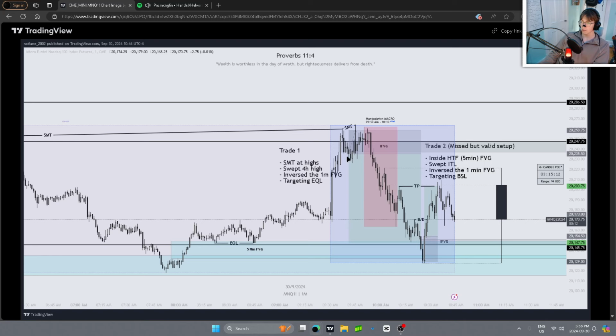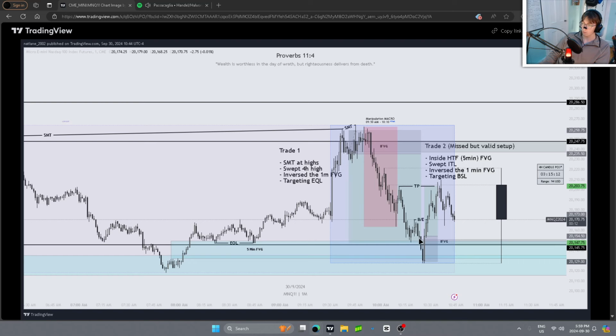Swept that. Then we inversed this 1 minute fair value gap right here with this candle, targeting these equal lows way down here for the final TP. Legit got stopped out by this wick right here, and it just dropped to the TP. Then right afterwards, right after this hit what would have been the TP, we were inside of this 5 minute fair value gap, which is the higher time frame fair value gap, where we took this internal low right here. So we took this internal low inside of this higher time frame gap, and I looked for the highest time frame fair value gap, which was actually the 1 minute.